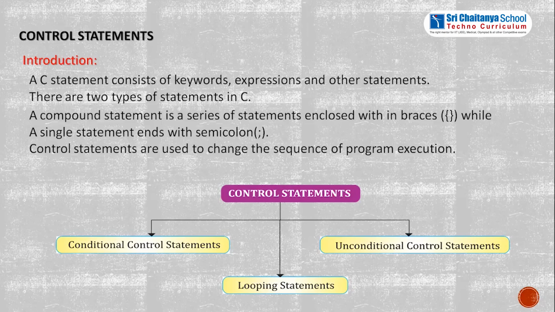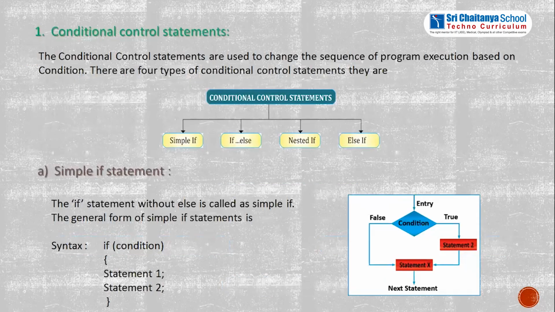So basically, the control statements are of 3 types: conditional control statements, unconditional control statements, and looping statements. Now let's see the conditional control statements. The conditional control statements are used to change the sequence of a program execution based on a condition. And you can see that there are 4 types of conditional control statements, as shown in the figure.